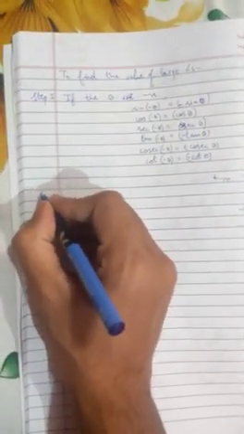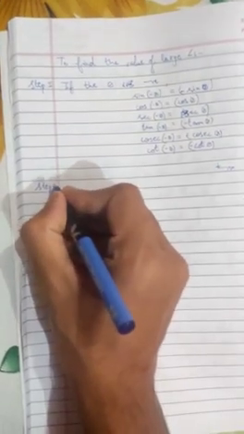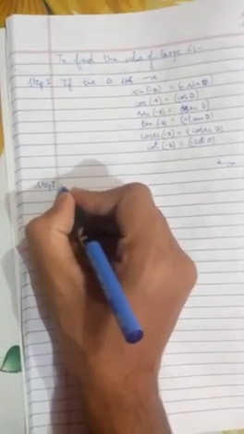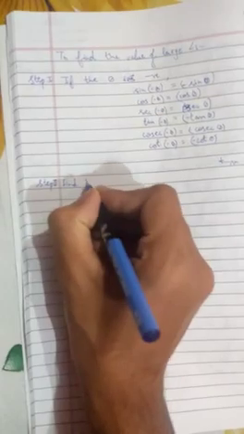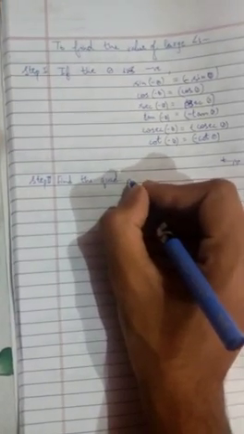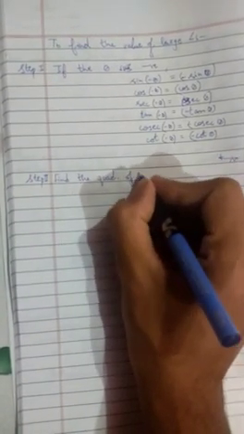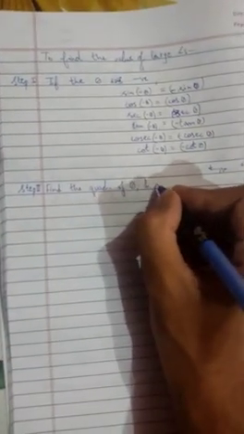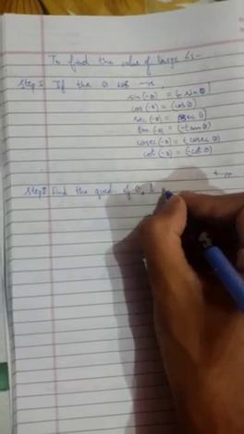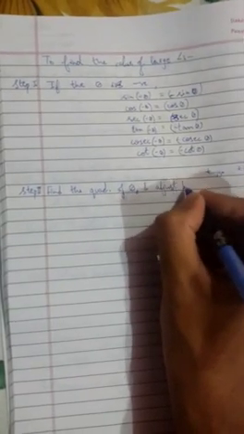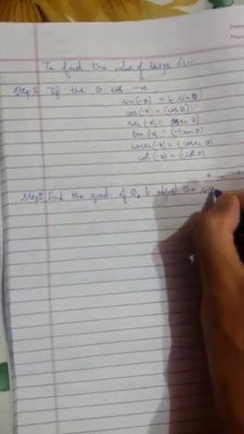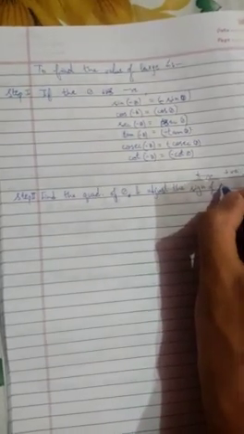The next step is to find the quadrant in which theta lies. We have to find whether theta lies in the first, second, third or fourth quadrant. And then we have to adjust the sign of theta and the T ratio.